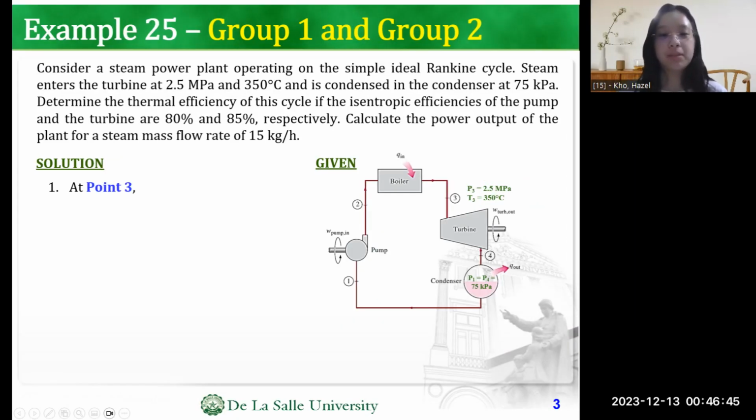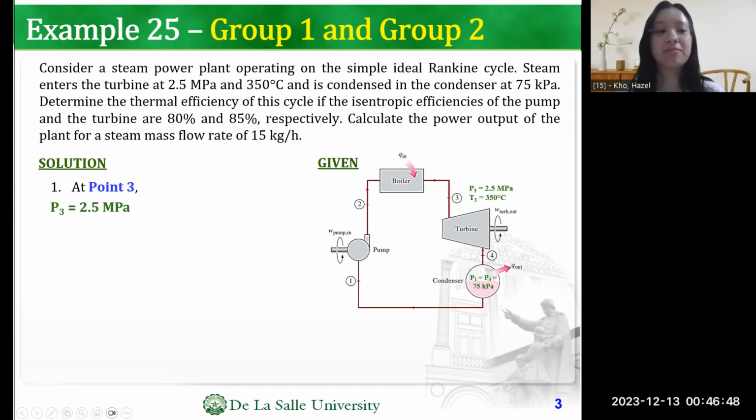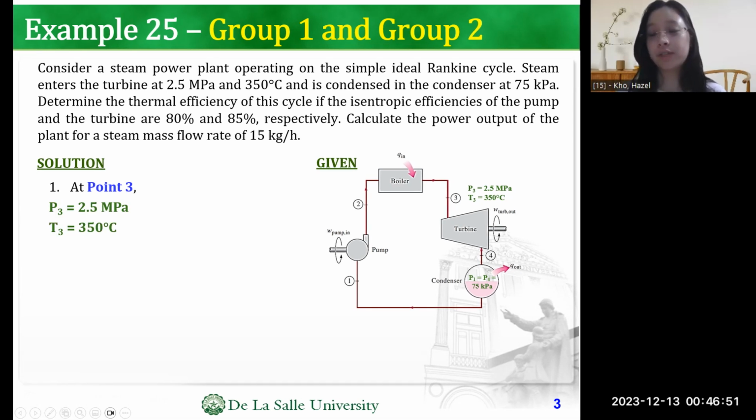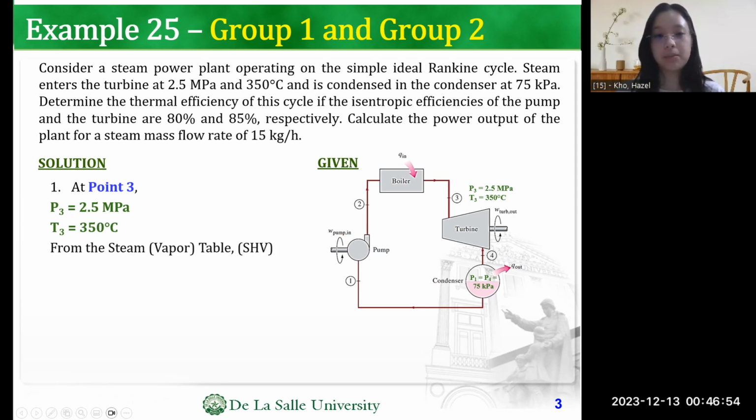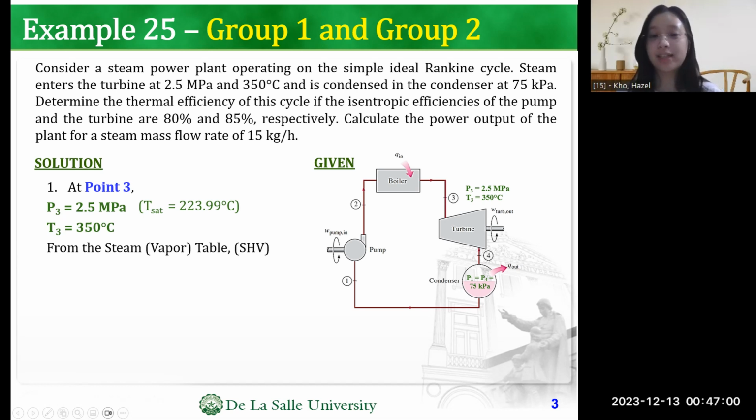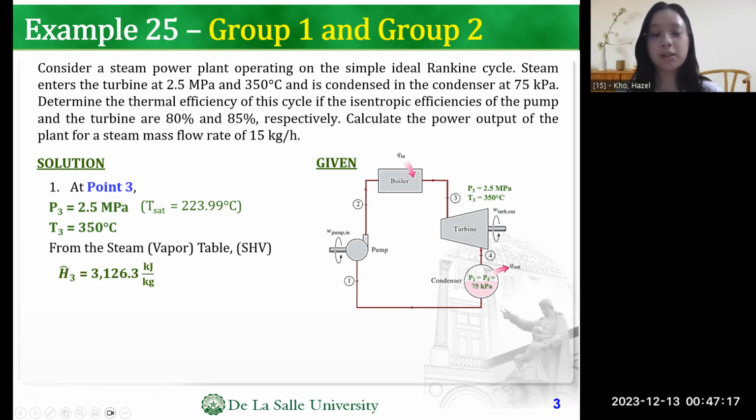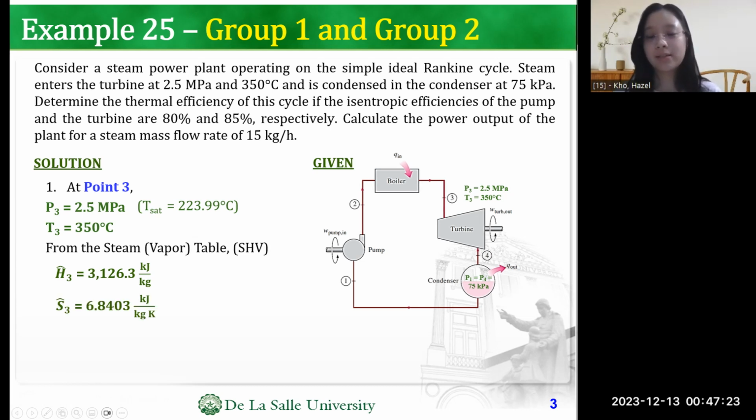Particularly at point 3, the problem has provided that pressure is at 2.5 megapascals and temperature at 350 degrees Celsius. Upon checking with the steam table, at this pressure, the saturation temperature is 223.99 degrees Celsius, which is lower than the actual or given temperature. Thus, we can conclude that at this point, water is a superheated vapor. With this, we can obtain the other thermodynamic properties. Specific enthalpy is 3,126.3 kilojoules per kilogram, and specific entropy is 6.8403 kilojoules per kilogram Kelvin.